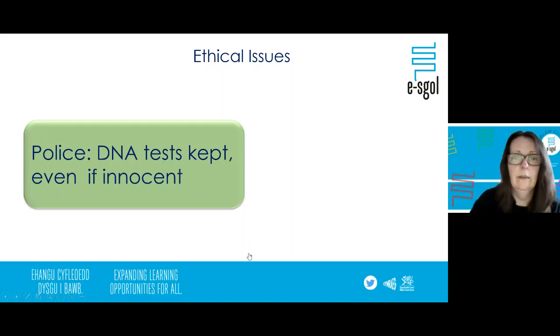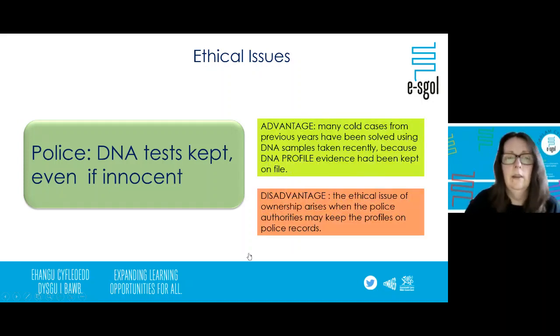So firstly, we're thinking here that DNA tests are kept even if somebody is innocent. So in a crime situation, if somebody perhaps is arrested, their DNA is taken, they may be innocent, but that DNA information is stored. So there are advantages and disadvantages to this particular point. So if the information is stored, firstly, do we know where it is stored and how it is stored, and who has access to that information?